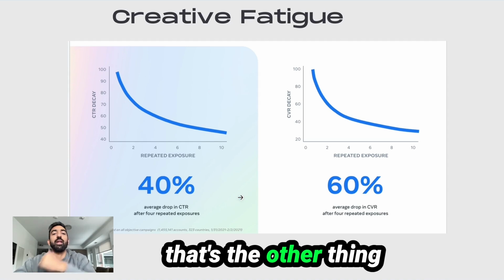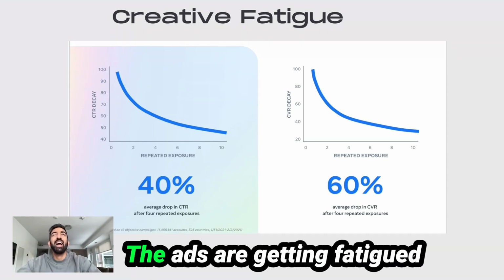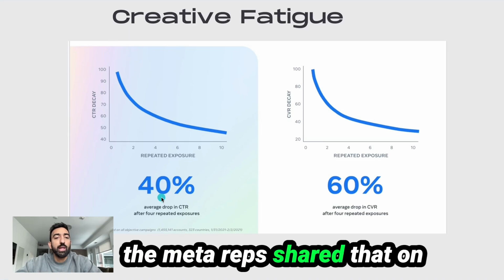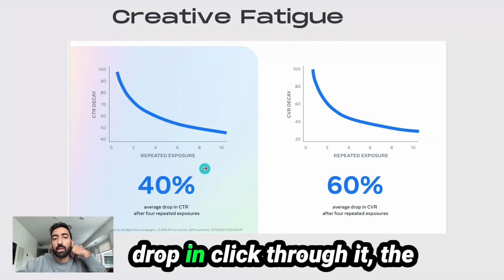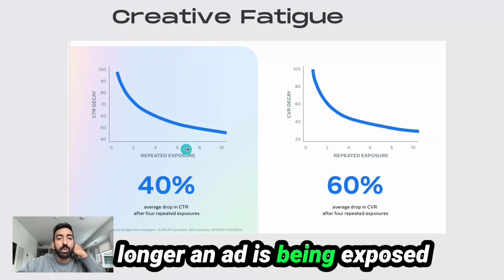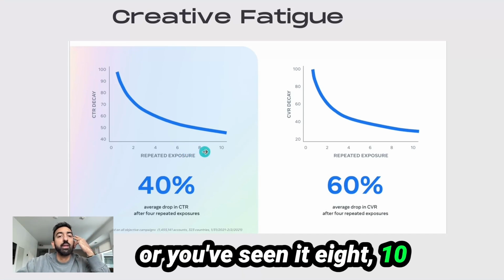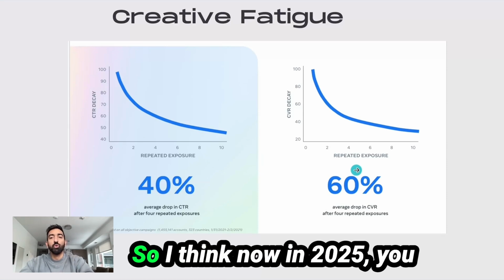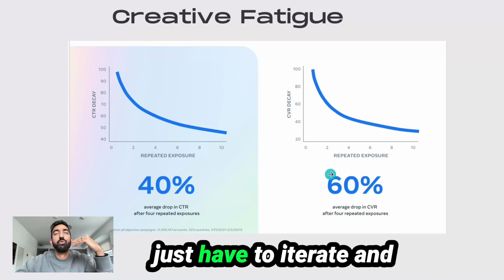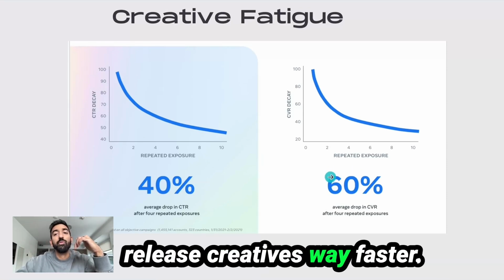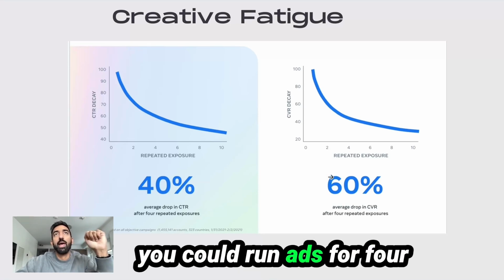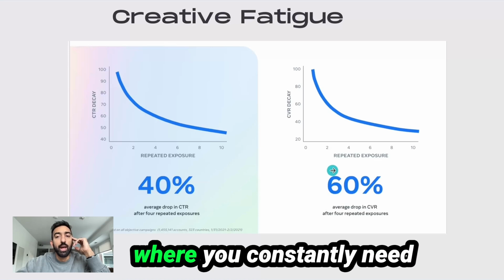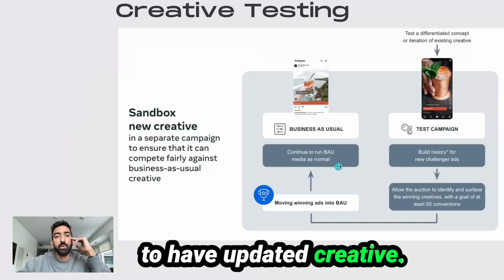Creative fatigue, that's the other thing I find now in 2025. The ads are getting fatigued way faster than before. So there's just some stats that the Meta reps shared that on average there's a 40% drop in click-through rate the longer an ad is being exposed, or you've seen it 8 to 10 times, which makes sense. The frequency is high there. Similar drop in conversion rates. So I think now in 2025, you just have to iterate and release creatives way faster. Like last year, I still remember you could run ads for 4, 5, 6 months at a time, but it just doesn't seem the case right now, where you constantly need to have updated creative.